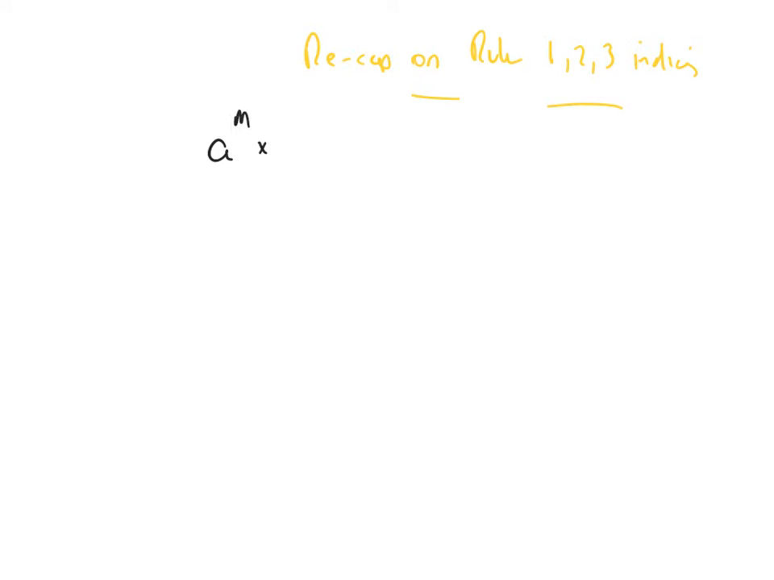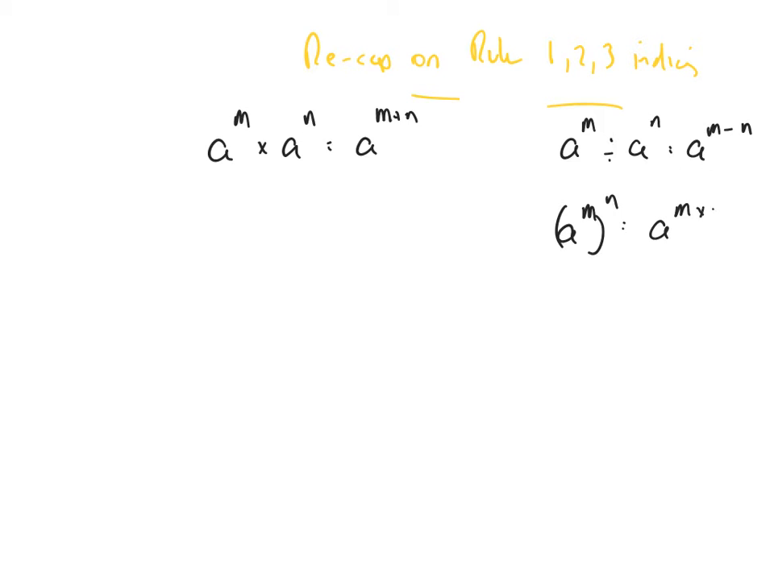Remember, first of all, rule 1 is a to the power m times a to the power n is a to the power m plus n. So you multiply, you add the powers. And then you've got rule 2, a to the power m divided by a to the power n. You subtract the powers, m take away n. And then you've got, you bring a power to a power. And what you do there is multiply the powers together.